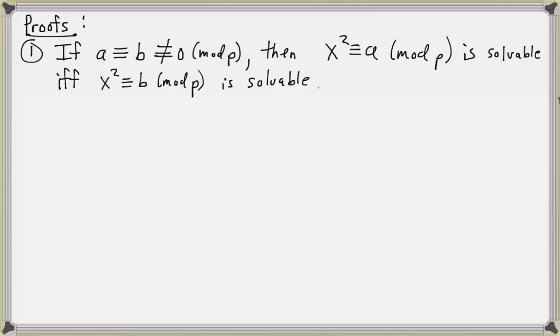Let's get the proof of property 2. So if A is not congruent to 0 mod P, then A over P is congruent to A to the power P minus 1 over 2 mod P. If you think about it, this is just a restatement of Euler's criterion.